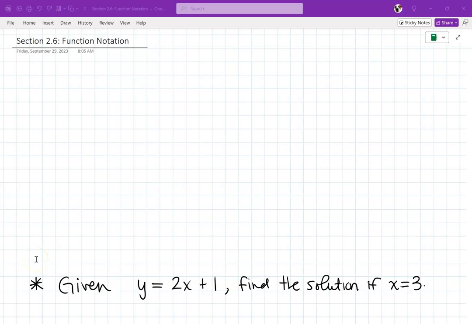All right, so we are doing section 2.6, function notation, okay? There's a big old gap there between that and the information I had pre-written right there, because I just want to remind you guys of what function notation is.